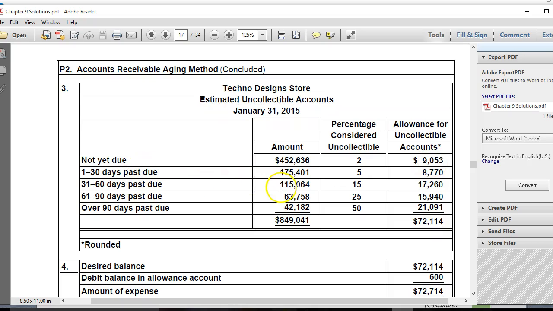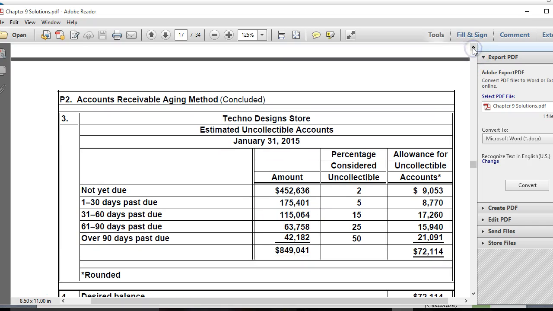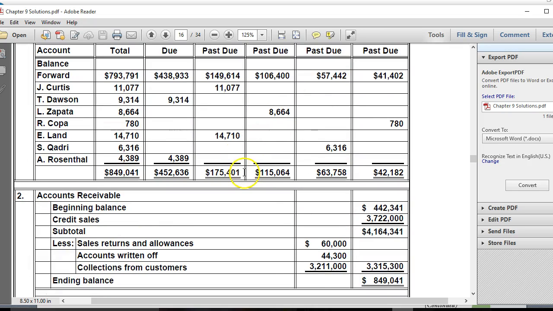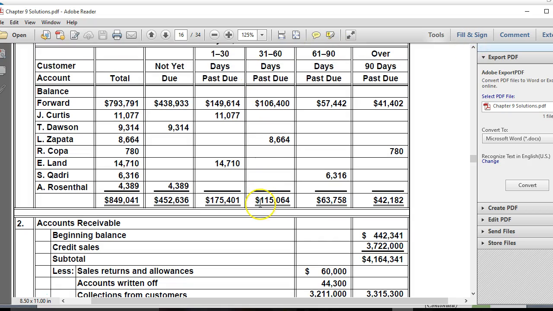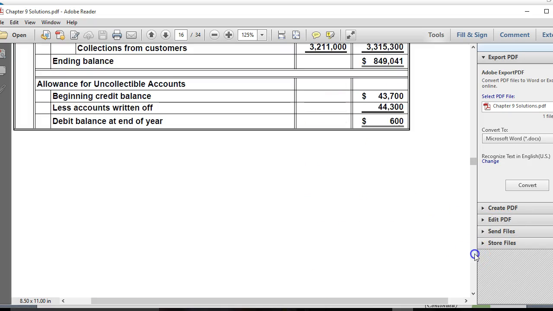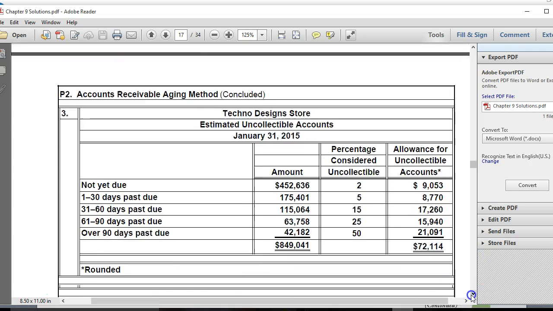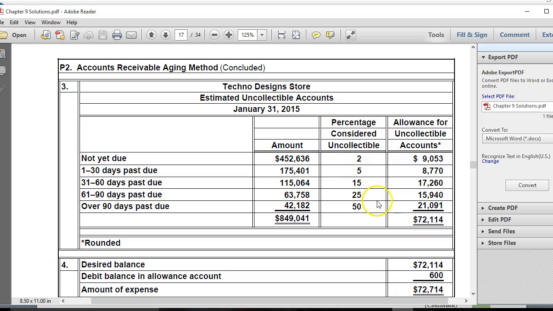31 to 60 days past due, we're getting this $115,064 back from here. 61 to 90, $63,758. See how we're getting them? Putting them in here, taking the appropriate percent, and multiplying that total times the percent. Adding all this together, our allowance is $72,114. You guys cool? You get that?